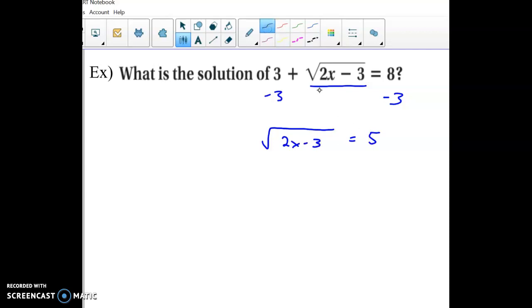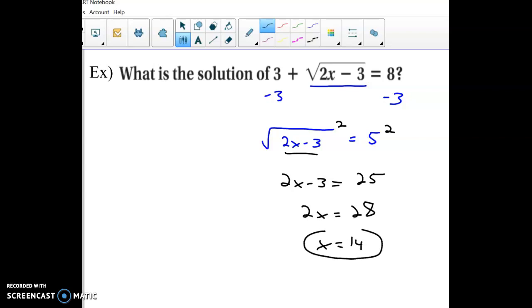All right, now that it's alone, we're going to square both sides so that the square root cancels out, and we're left with just that part. So 2x minus 3, and 5 squared is 25. Now add 3, divide by 2, blah, blah, blah. We got 14 as our answer for x.